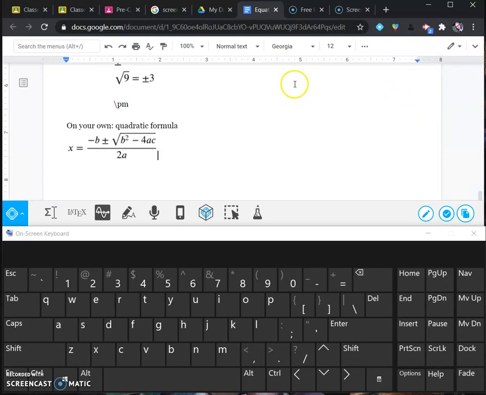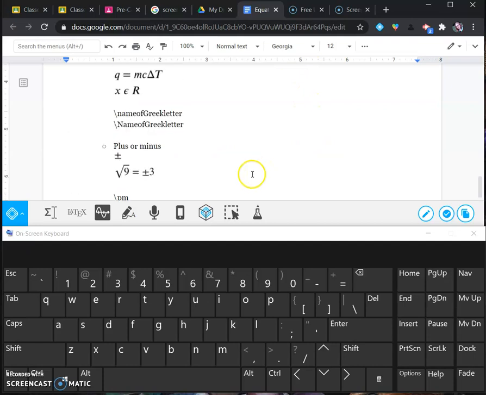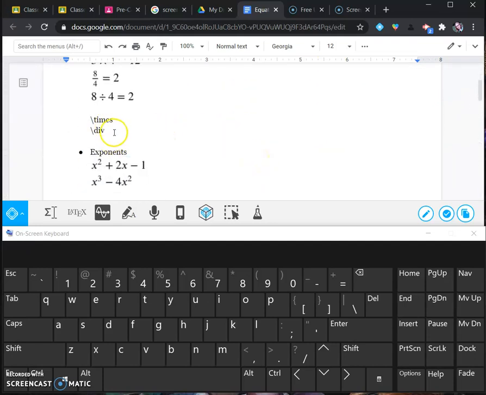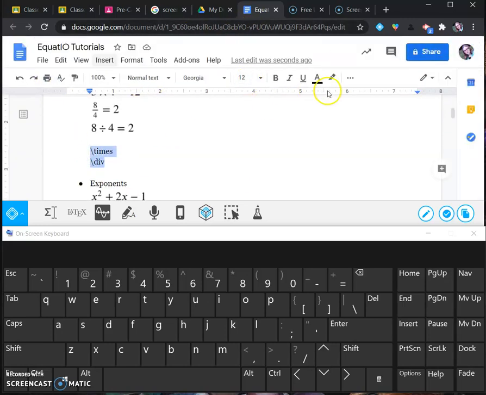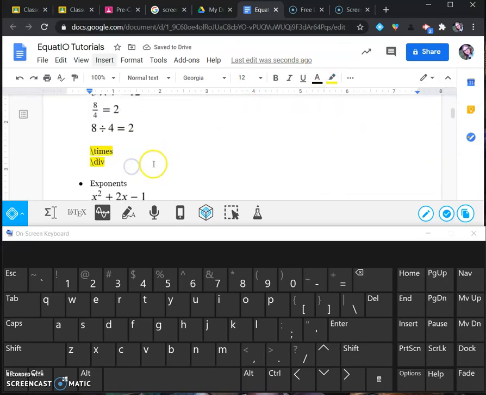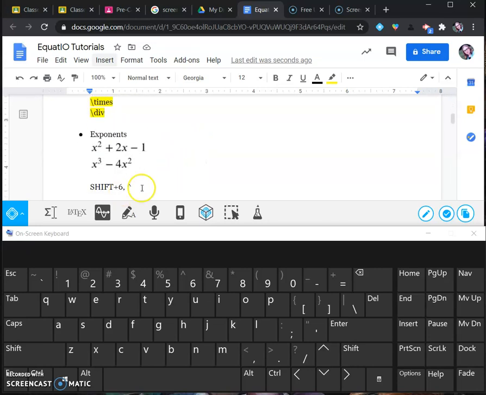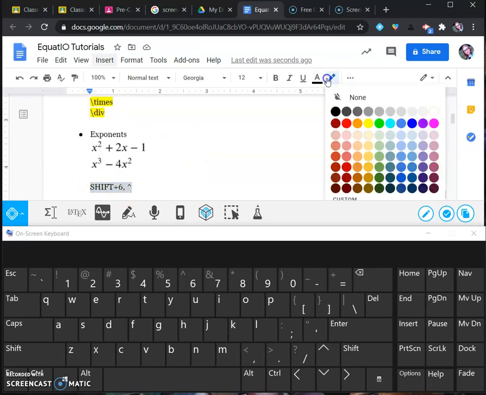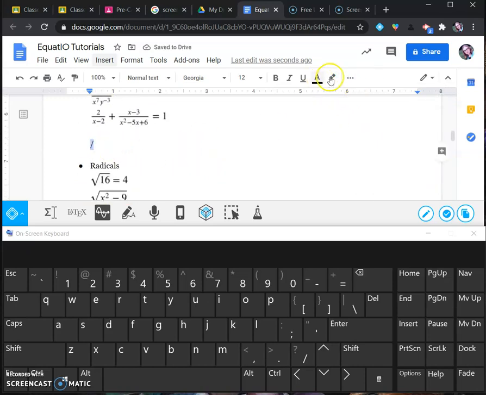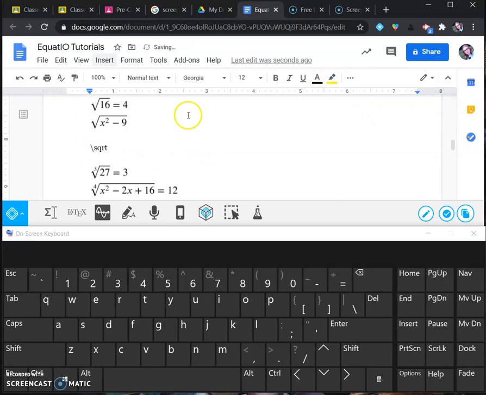So these are some of the different symbols that you can type using EquatIO. Obviously there are more, but the main thing that I would make note of if I were you and be sure to remember are these names of symbols that you will need to type in more frequently. So I'm going to highlight these here in my document to make sure that you make note of them. Times and division symbols. Exponents you do with the caret, that's shift 6. Fractions you do just by hitting the division sign.